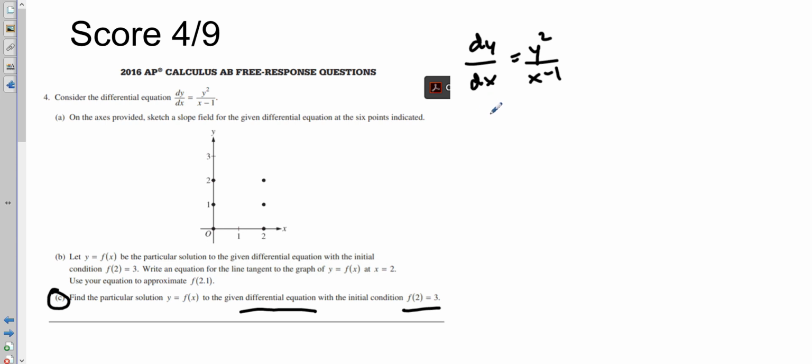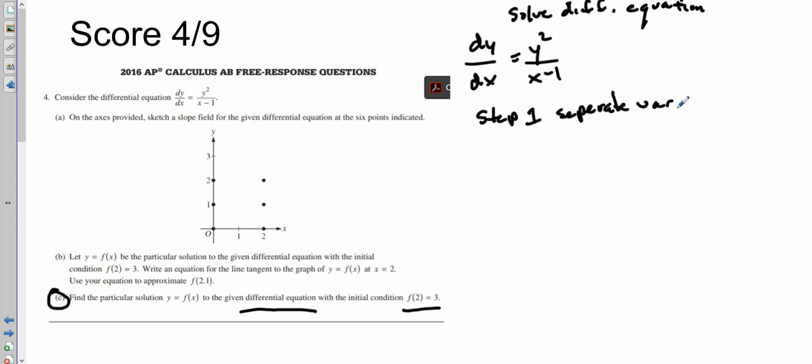So how do you solve a differential equation? Step 1 is we're going to separate the variables. That means we put all the x's on one side and all the y's on the other. So here we're going to have dy over y squared, and dx over x minus 1. We kind of cross multiply and put those like that.